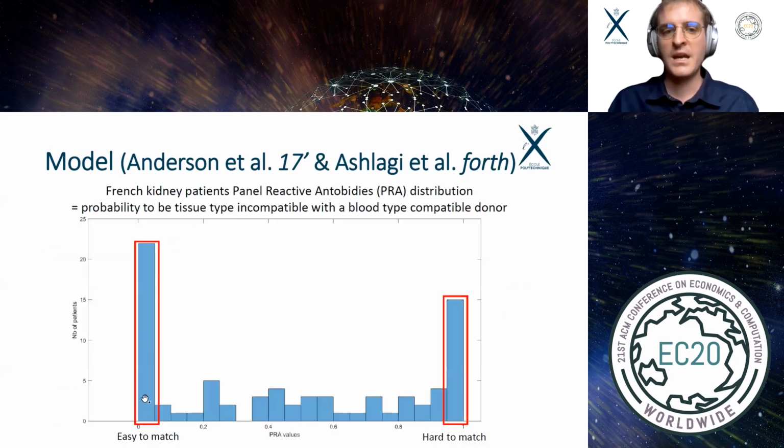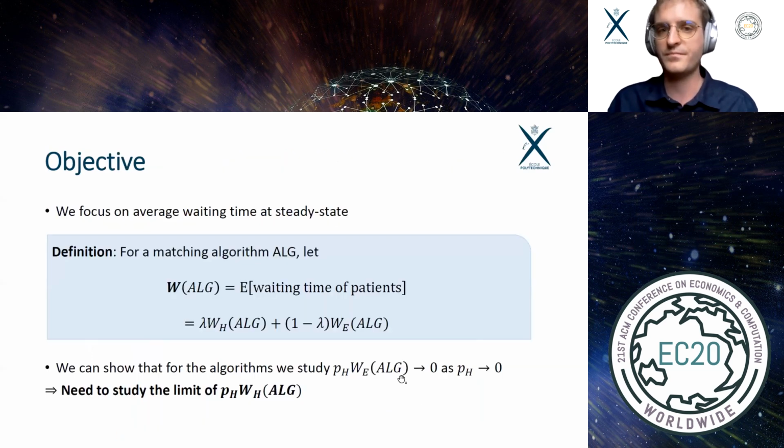And so why do we model this in terms of two types of patients? It's because it's very much what we observe in many pools across the world. So this is the data from France. If you calculate the probability for a patient to be compatible with a random donor, with blood type compatible with this patient, you find two types of patients. Patients who have a probability to be incompatible very close to 0. So this is what we call the easy to match patients. And patients who are very hard to match and are almost never compatible with a random donor.